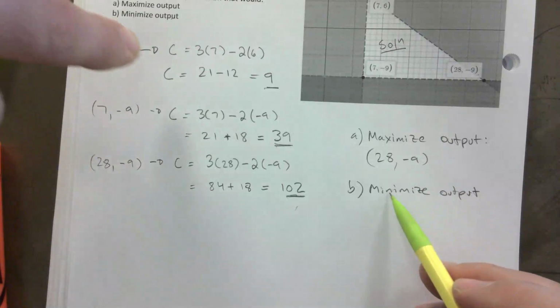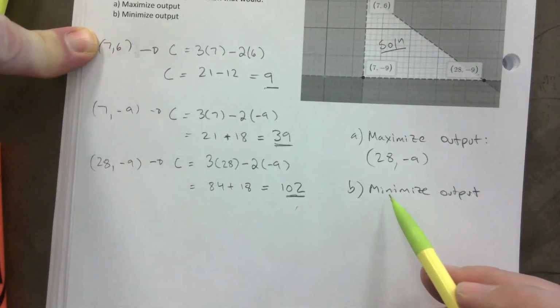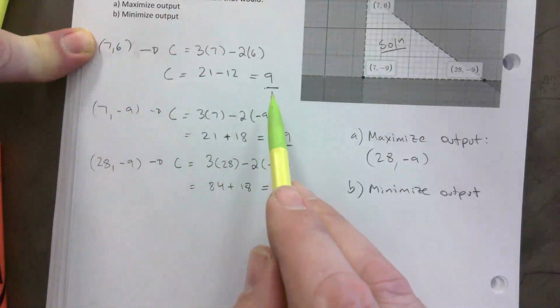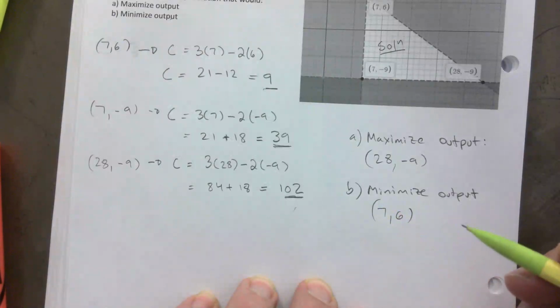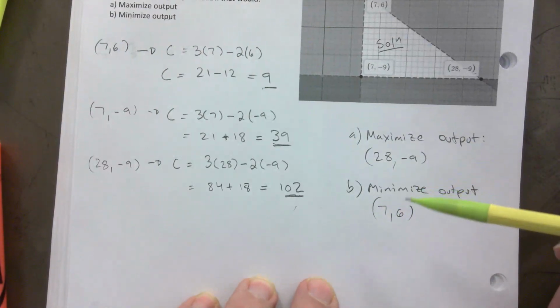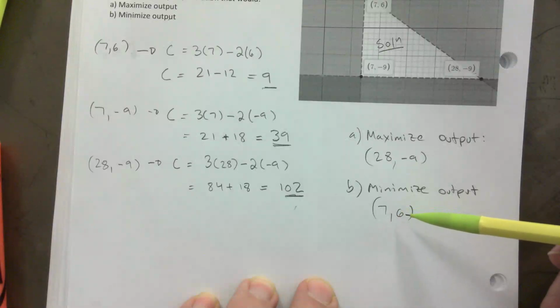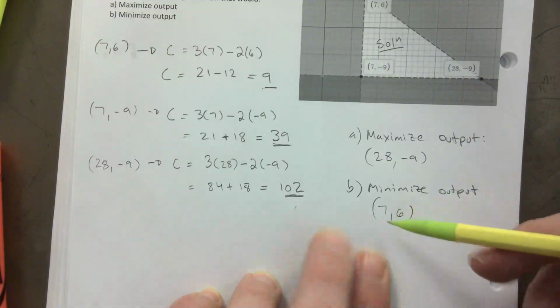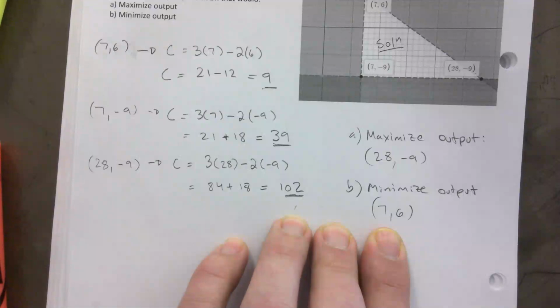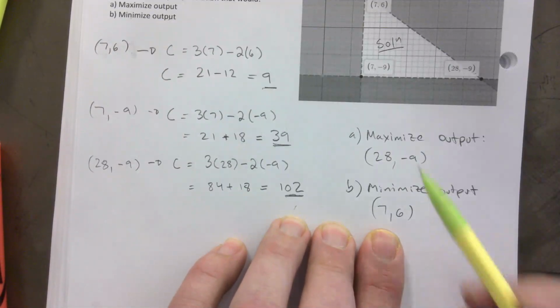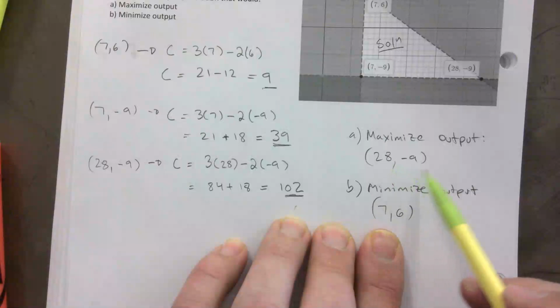It would be 7, 6. Okay, 7, 6 gives you the smallest output, so 7, 6 will do that one. And you got to know that down the road, for example, 7, 6 will mean something, right? Selling 7 pop cans and 6 hot dogs will minimize sales or will minimize cost. As a business, you probably want to minimize. When it comes to profit, you want to maximize, right?